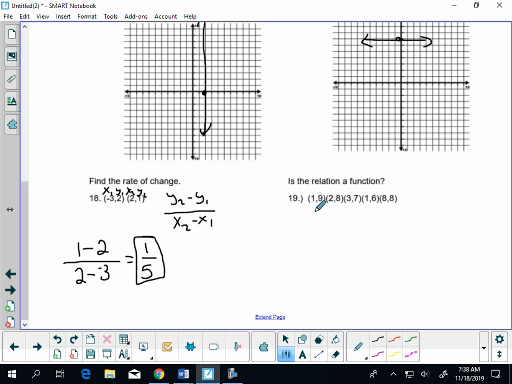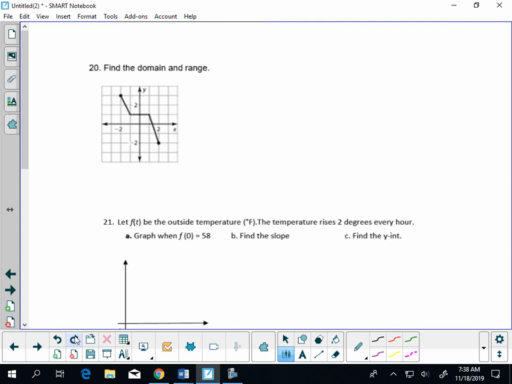All right, is this a relation? No, my x's repeat. X's are not allowed to repeat. Your y's can repeat, your x's cannot. Find the domain and the range.